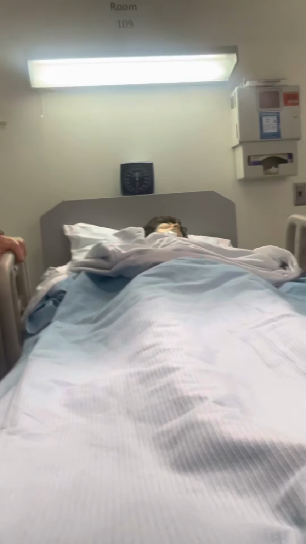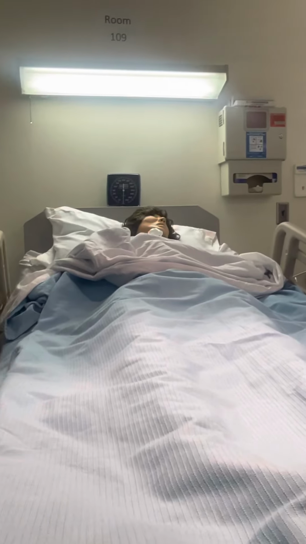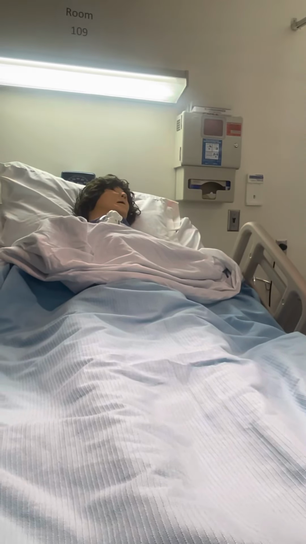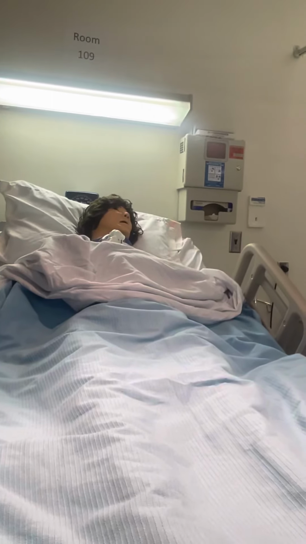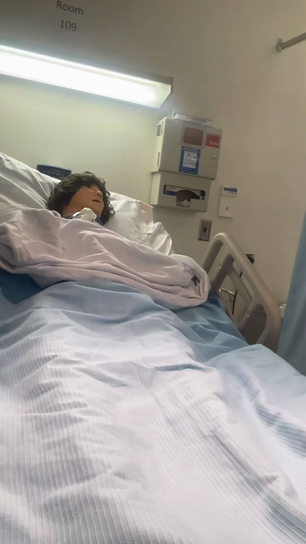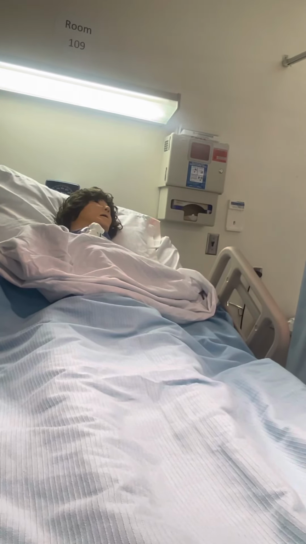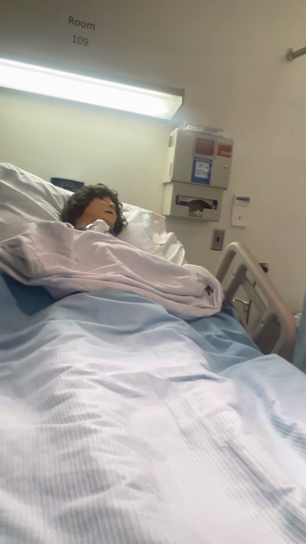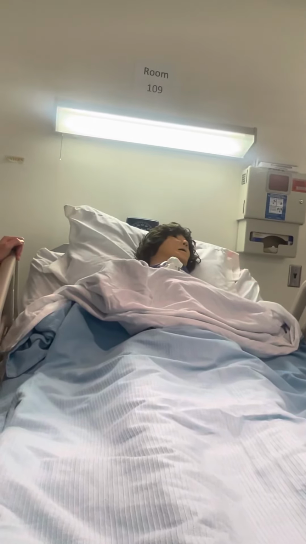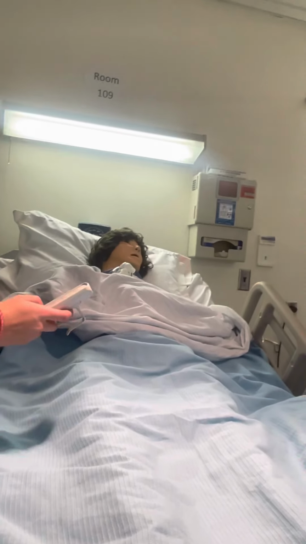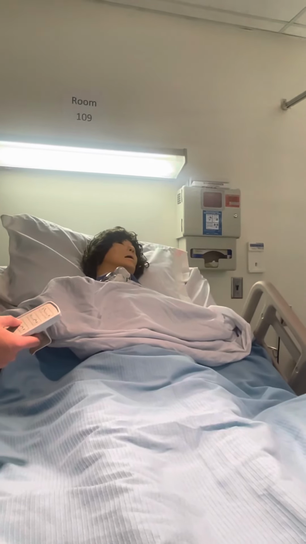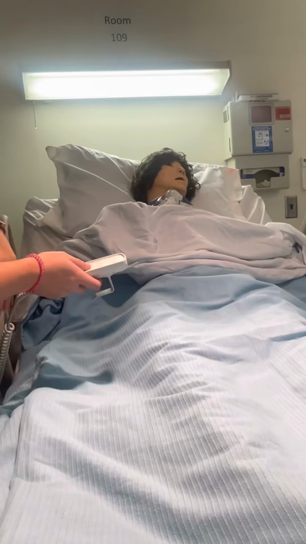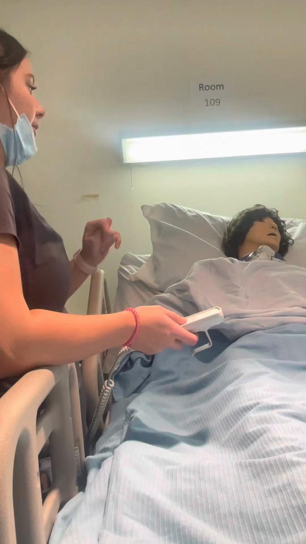Raising the head of the bed helps keep patients from being aspirated. So this right here would be Fowler's position, and if you go higher, it would be semi-Fowler's position. Or if you go lower, it'd be semi-Fowler's. So Fowler's position would be about a 90-degree angle. This will help the patient eat, be able to swallow if they're having trouble eating.